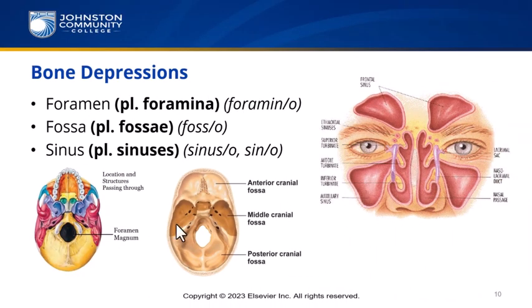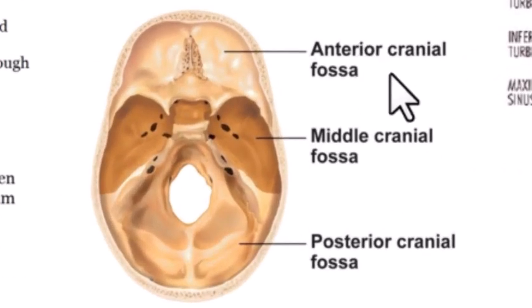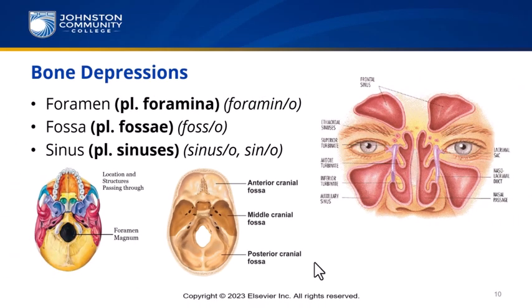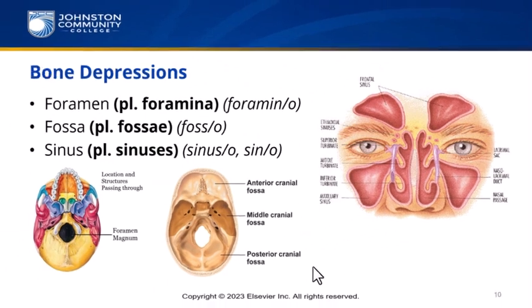Then we have fossa, or fossae, or fosso is our combining form. In this image here, you can see several different fossae within our cranium. And finally, we have sinus. Plural is sinuses, and our combining forms are sinuso and sino.